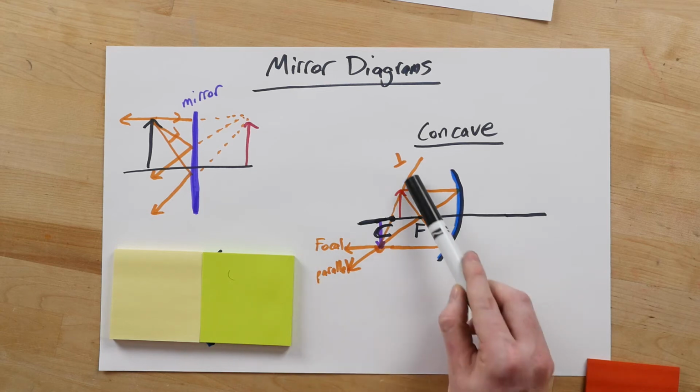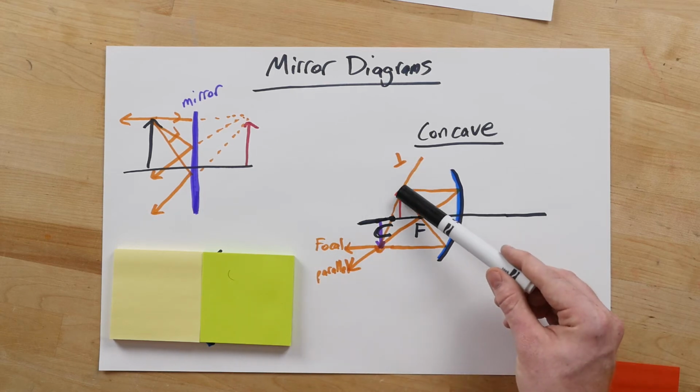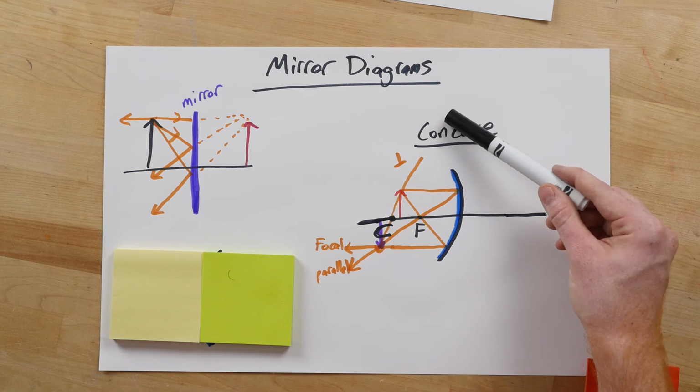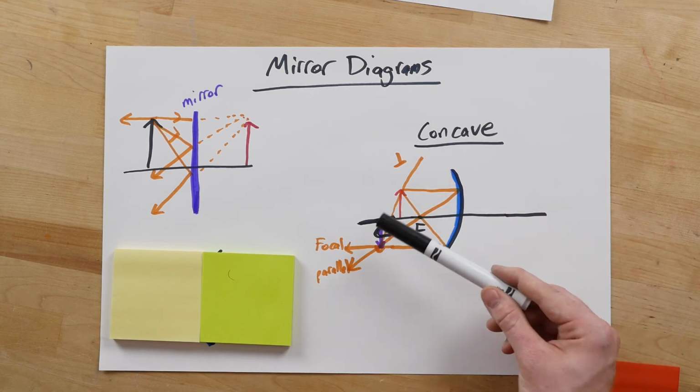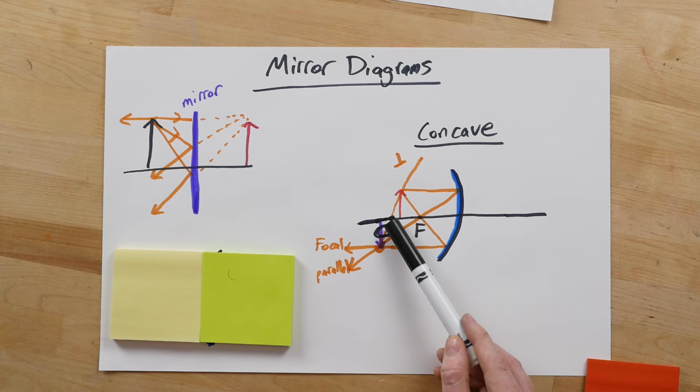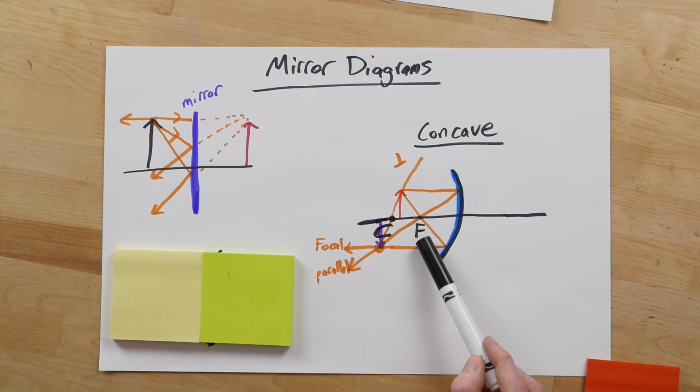The last one is the perpendicular ray, which will go at such an angle that it comes into the mirror and comes right back along its path. In order to do this, it has to go through C, the circle of curvature, or the center of curvature, which is just twice the length of the focal length.